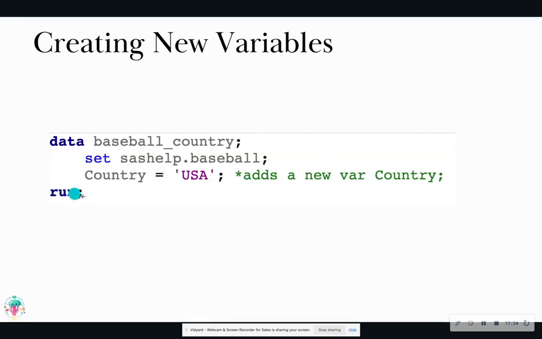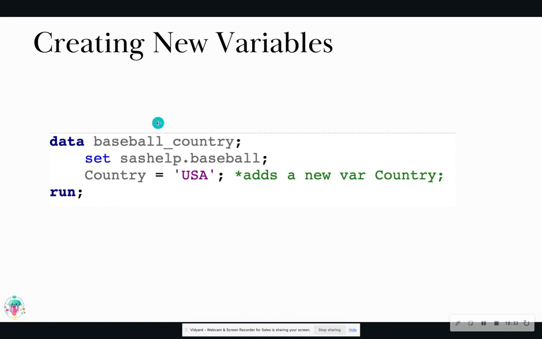Okay. So this is an example that we have here. So this is a data step. Our data statement says I want to create a new data set called baseball_country. I'm reading from an existing data set that I already have. So within the sashelp library, I have an existing data set called baseball. And then after the set statement, notice that I'm creating this after the set statement. I'm setting a new variable called country, and I'm setting that equal to USA. And then I'm ending this data step with a run statement.